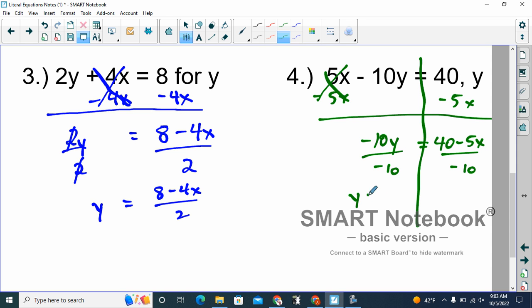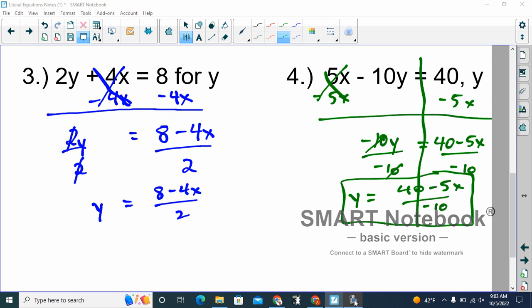So we get y equals 40 minus 5x, divided by negative 10. And that's our answer. We're going to leave it like that. We'll work on simplifying that some other time. We're going to stop right there. We're not going to cover formulas today. We will save that for the notes next time.